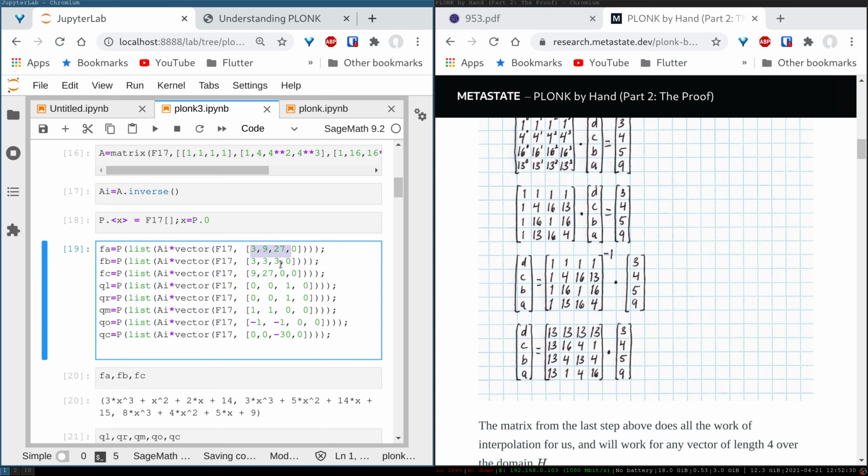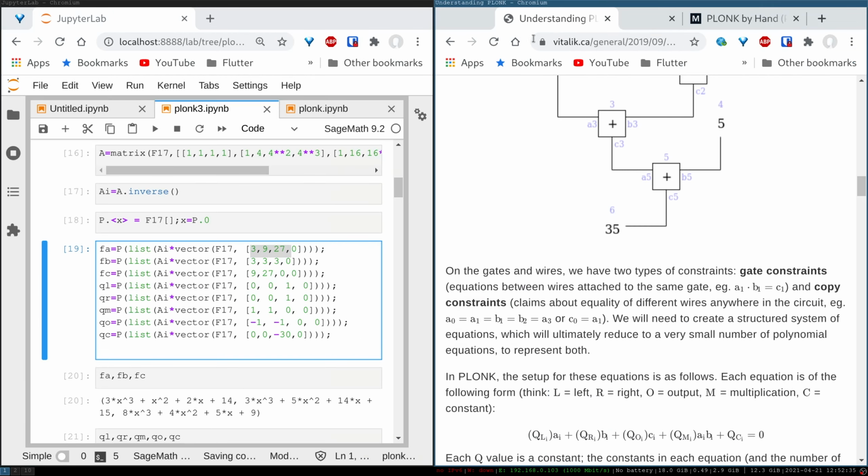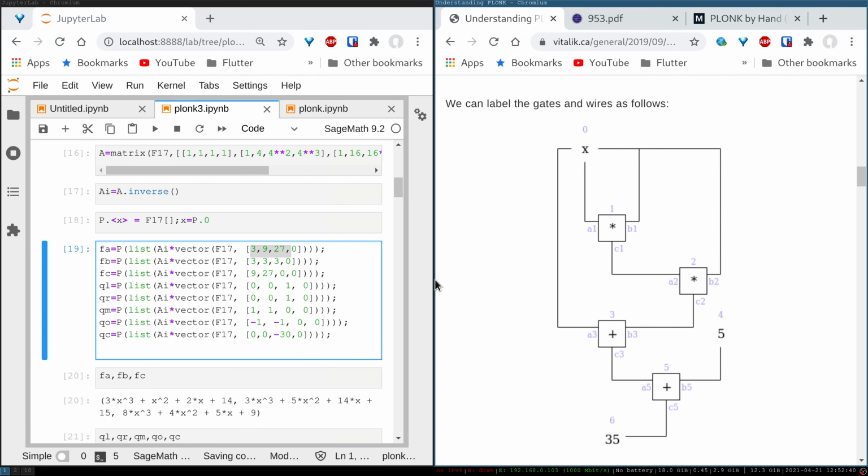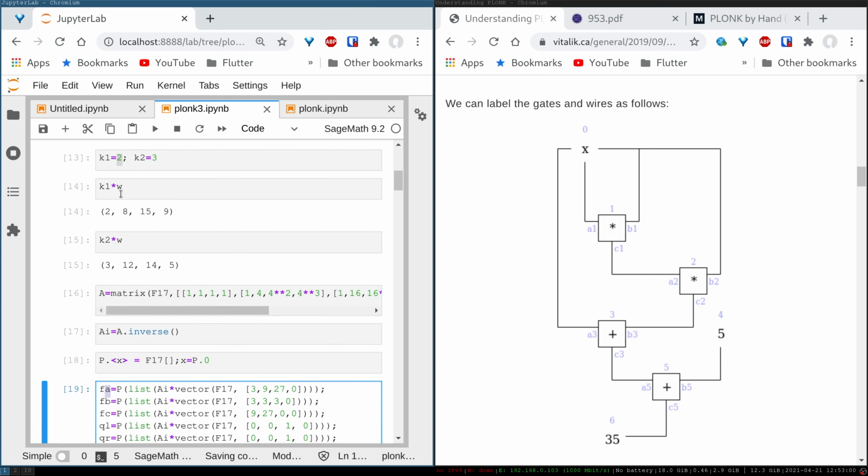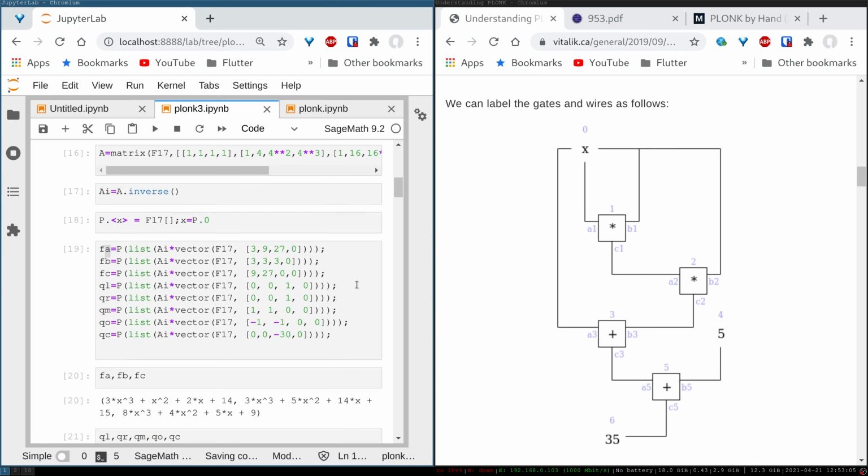So what are these values? 3, 9, 27, 0. For this, we need to go back to this circuit, which is not exactly the right circuit because we are removing this gate. This A is the wire values for A1, A2, A3, and A4. A4 doesn't exist, we only have 3 gates. The last value here is a dummy gate, so that we have four gates, and it matches the number of W's that we have. So A1 is x, and our solution is x equals 3.